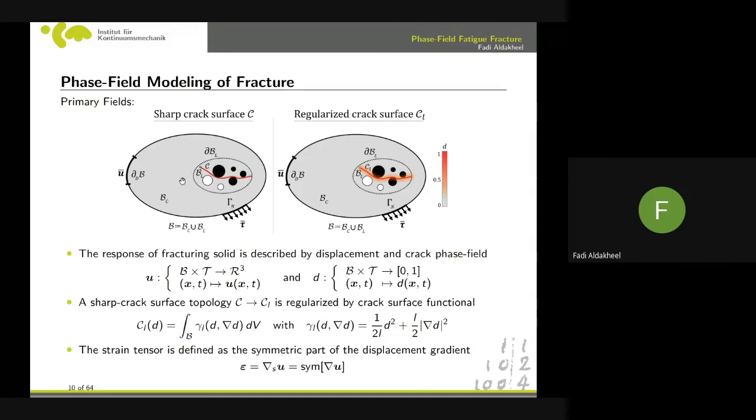Think about this as our boundary value problem, where this is our body B, and we have the introduced crack like that here. We want to describe phase field modeling in fracture. First of all, what are our primary fields, the unknowns which I need to solve for? Well, before, I introduced you to the phase field, which goes from 0 to 1: the 0 in this gray area means the unbroken state, and the 1, with the red color here, represents the crack area or the fracture state.